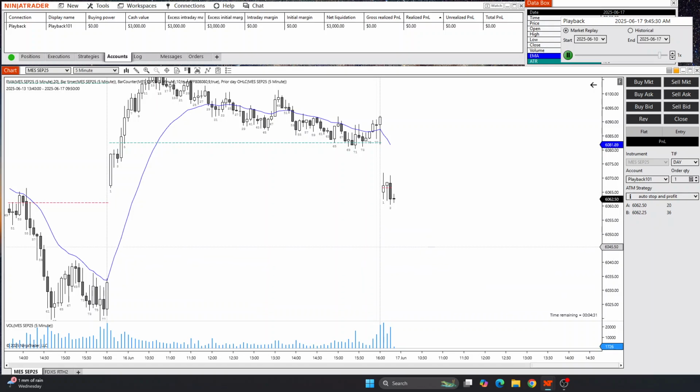So we'll wait. But that's basically a low one. We'll wait for a low to entry and then probably get on the short side. Let me speed it up again.